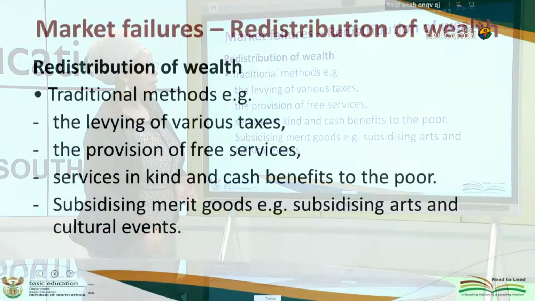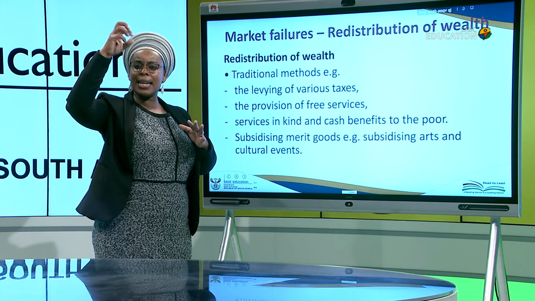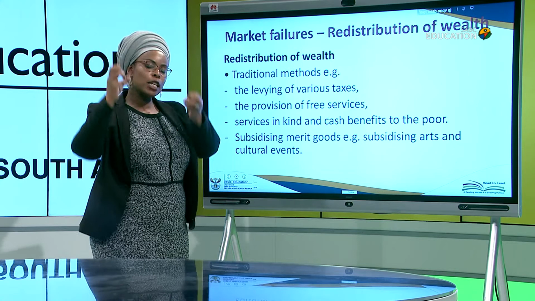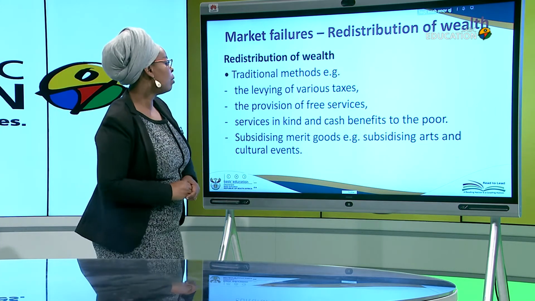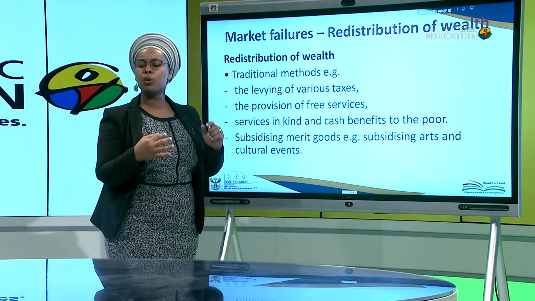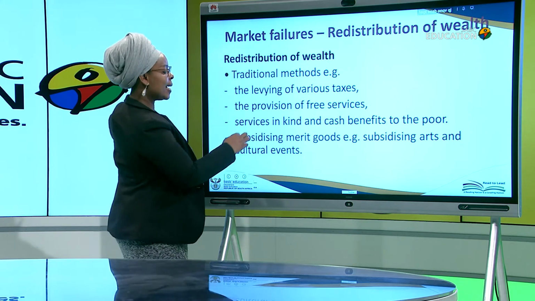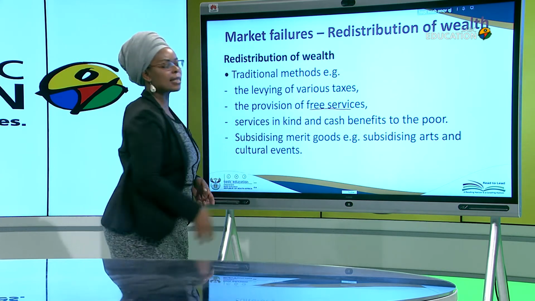Redistribution of wealth. The government, again, can use the traditional method of levying various taxes, whereby the government can use a pay-as-you-earn, progressive tax scale, to charge more tax to the high-income earners and the rich, and then use the money to provide services for the poor. The government can also use VAT as a tool, whereby certain basic products will be exempted from VAT. Government can provide free services such as schools.